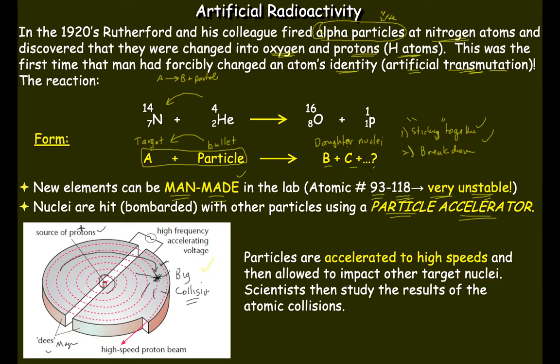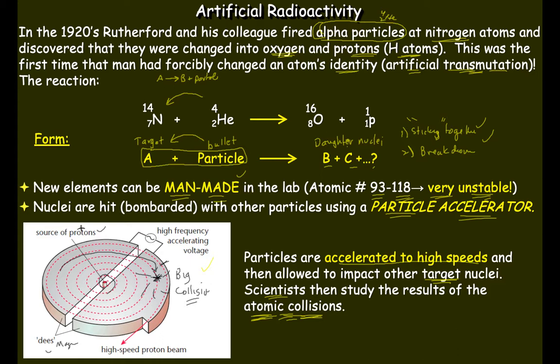So particles are accelerated at high speeds. They're allowed to impact other target nuclei, and then scientists simply just study those atomic collisions and see what things are made of. And a lot of data about atoms has been collected about this, and then some interesting information about the nucleus has been discovered this way. All right, so that's artificial radioactivity.